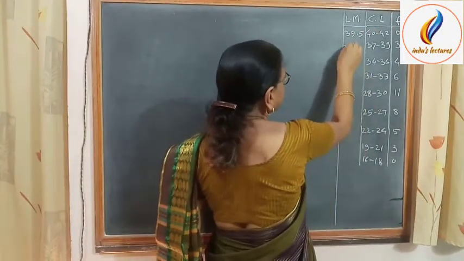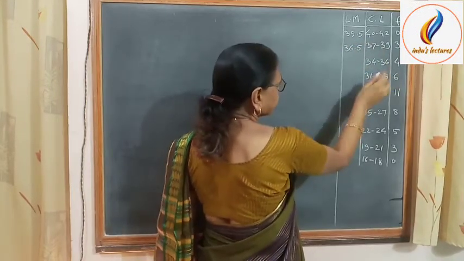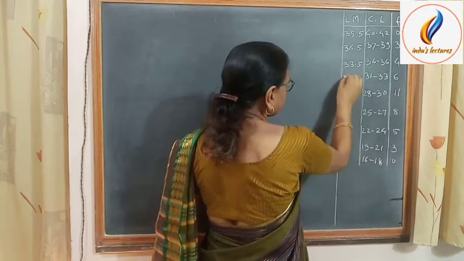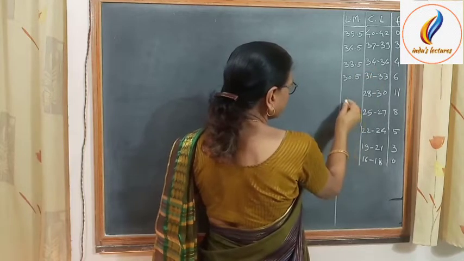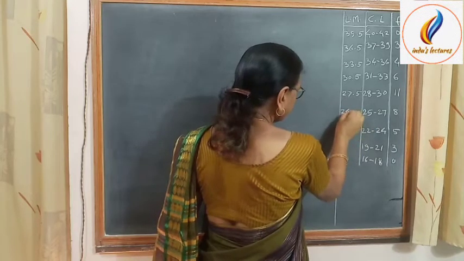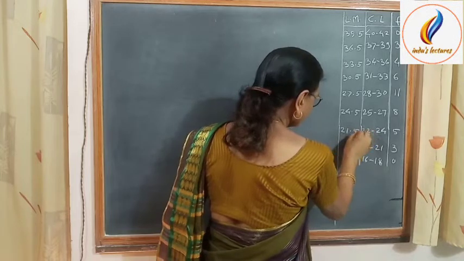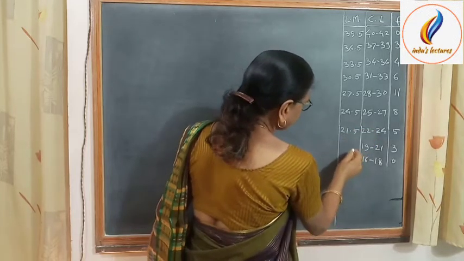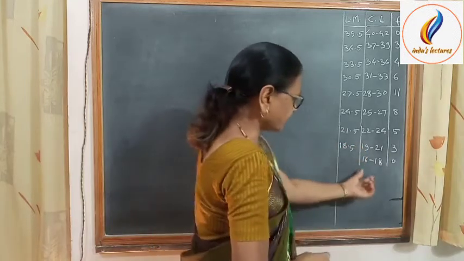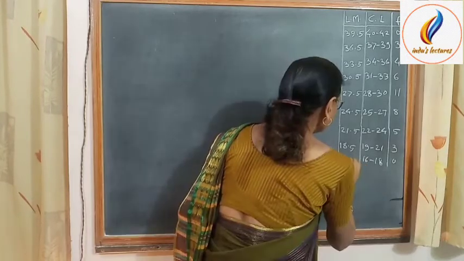Then 36.5. Then for 34 to 36 it is 33.5. Then 30.5, 27.5, 24.5, then 21.5, then next is 18.5, and for the last class interval the lower limit is 15.5.